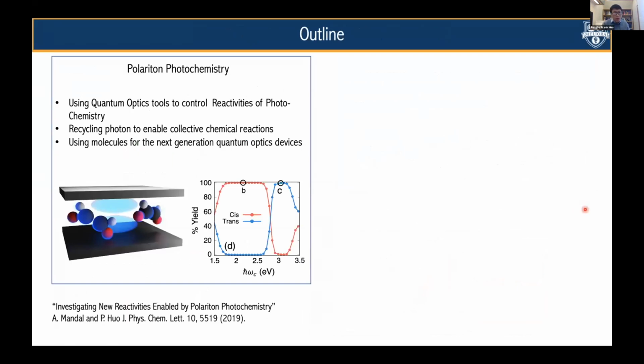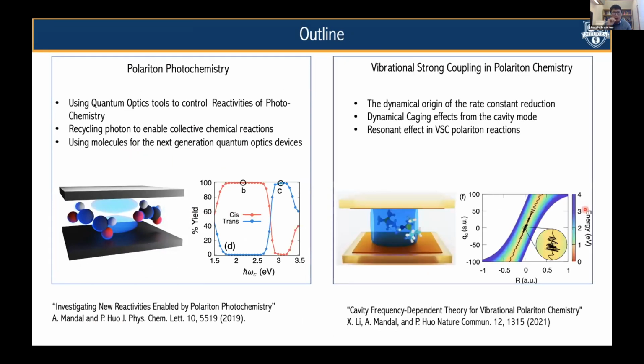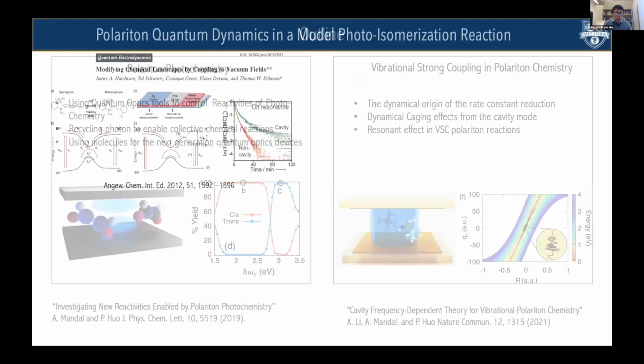I'll first talk about Polariton photochemistry and tell you some of our understanding of how Ebbesen used the cavity to change the outcome of their photoisomerization reaction. And then we'll talk about vibrational strong coupling, which is also a mystery in Polariton chemistry. All right, let me begin with this.